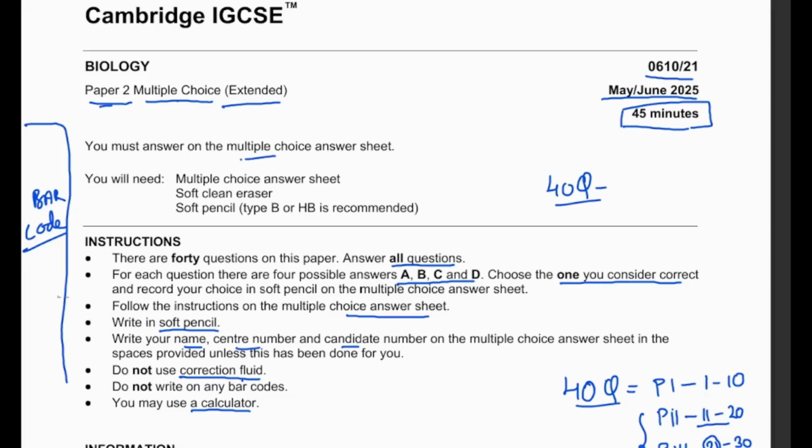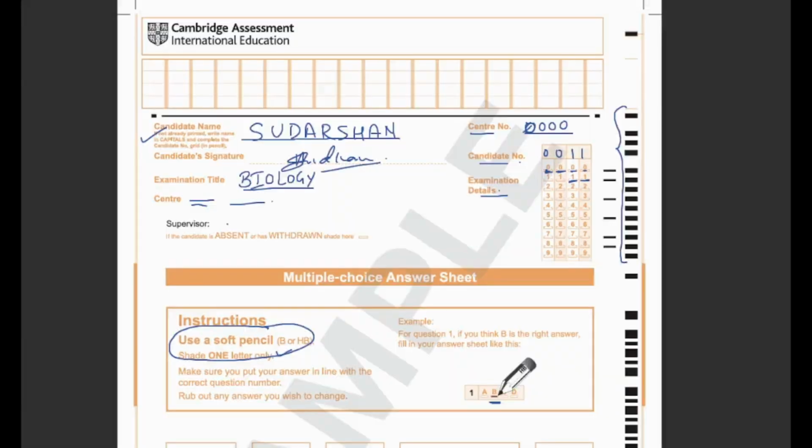Do check your name, center number and candidate number which are on the OMR sheet. Do not use correction fluid. Do not write on the barcode. The barcode will be on the left-hand side, and you may use a calculator. I'll show you the barcode on the OMR sheet too. This is the OMR sheet. This is how the OMR sheet looks.